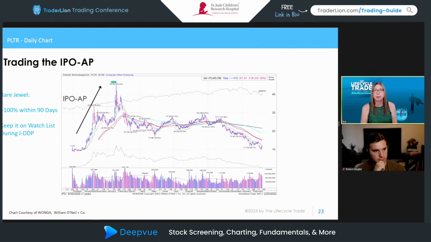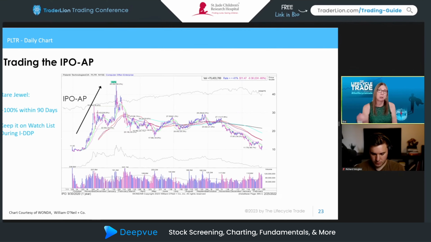One thing that's unusual about Palantir that I wanted to mention is that it met the qualifications for a rare jewel during its IPO advance phase. And we talk about that in our book in more detail, but basically it's a move that occurs over 100% within 90 days. And what that does is that puts the stock on a special watch list to watch the institutional due diligence phase. And the reason for that is that we found in our research that these stocks are more likely to increase and have a bigger move, but not all of them. So usually it points to maybe one or two leaders.